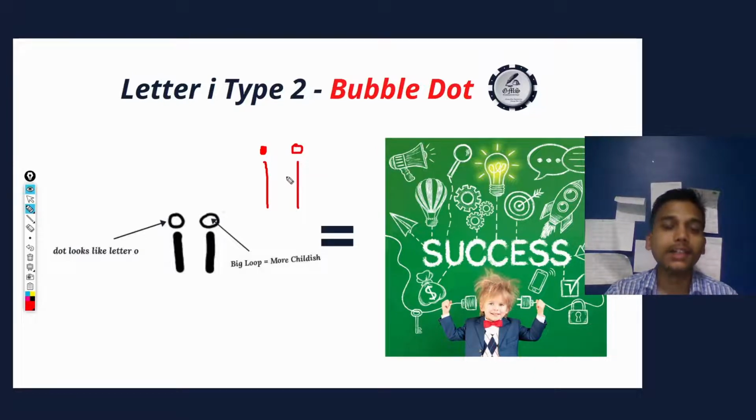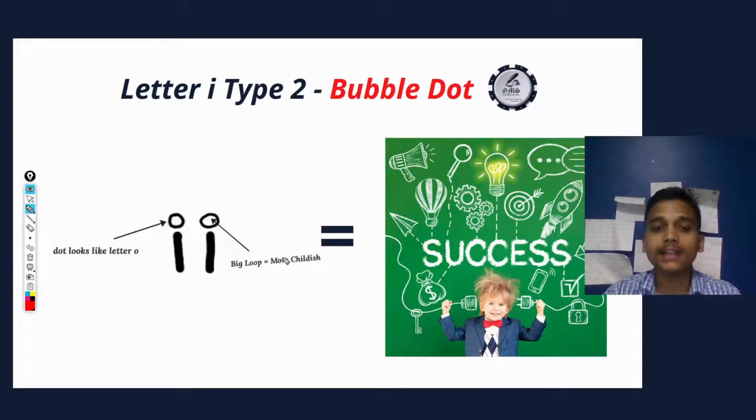Any writer who has this type of dot in their letter I falls under this category, as simple as that. No matter what size they have, some people will have a small dot like this, some will have a big dot like this, while some will have a very big dot like this. It depends on personality to personality. Yet any writer who has this type of dot, no matter what the size, falls under this particular trait.